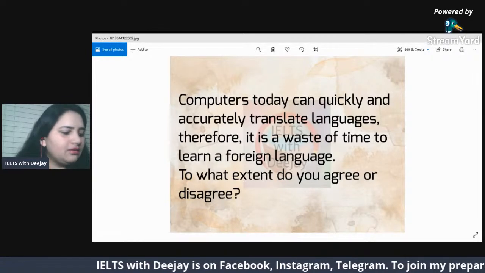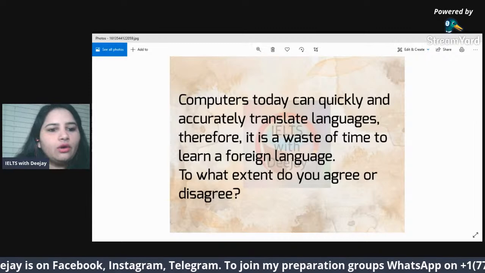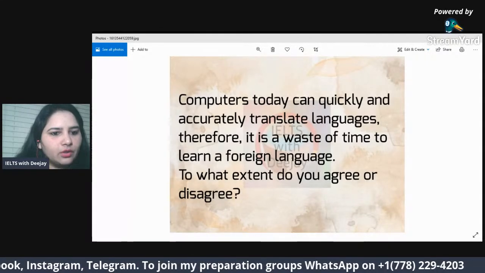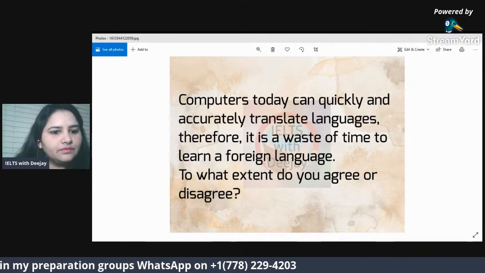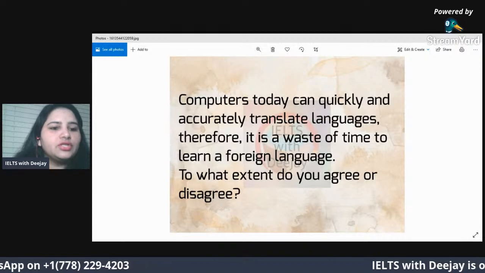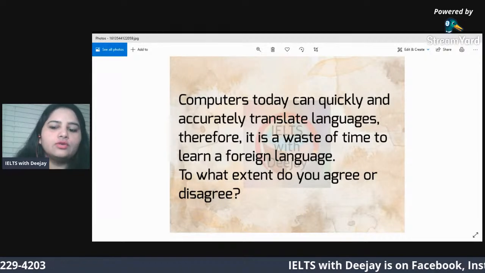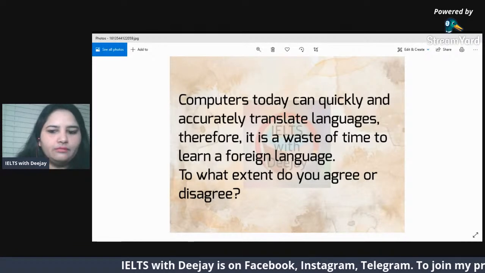What is paraphrasing? Paraphrasing is writing the same thing in your own words. Whatever is given in the question, the content has to be the same, but you can change the word formation, you can change the place of words. So you have to write the same thing in your own words. Okay.